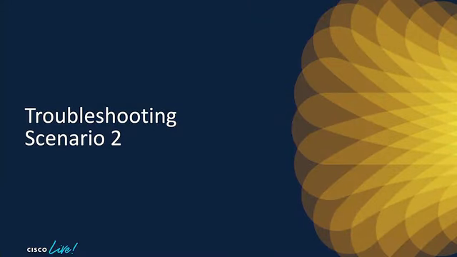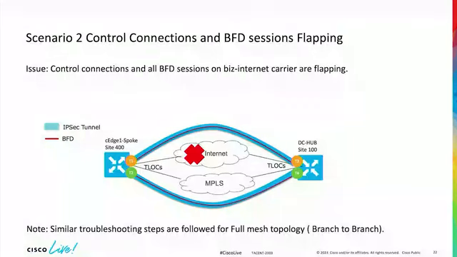So next, troubleshooting scenario 2. This is the most common TAC case. We see control connections and the BFD flapping all together at once. In this scenario, we have a hub and spoke topology with two transport links, biz internet and MPLS. Biz internet keeps on flapping, and the customer has opened a TAC case to resolve this as early as possible to avoid downtime. Similar troubleshooting steps are followed on the full mesh topology between branch to branch.